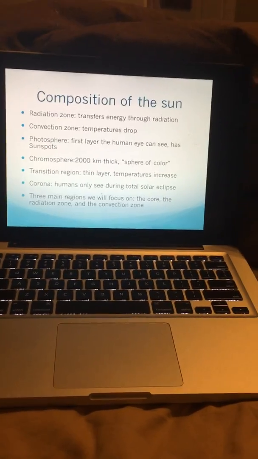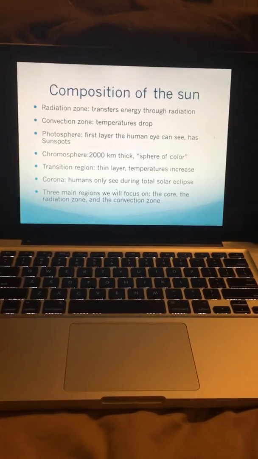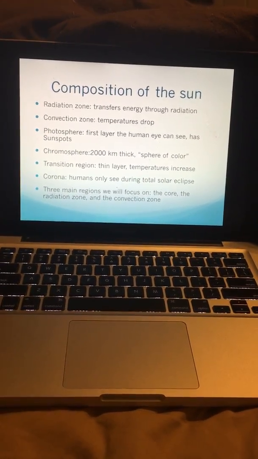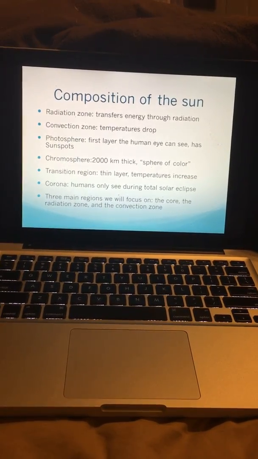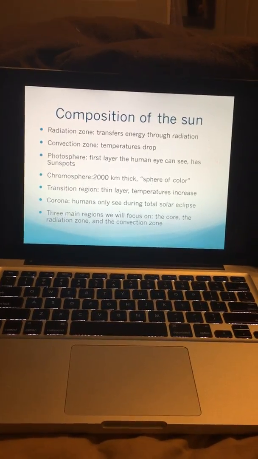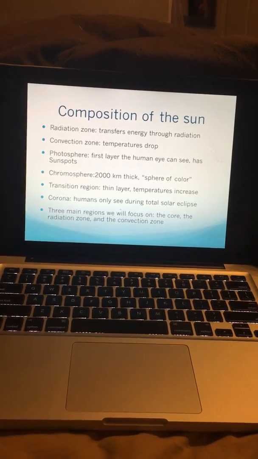Now, traveling further outwards in the sun is the photosphere. The photosphere is actually the innermost layer that can be seen by the human eye here on Earth. It is also known for having sunspots, which are the darker regions that are constantly changing. The next layer is a chromosphere, which is a 2,000 kilometer thick layer of gas, also known as the sphere of color.